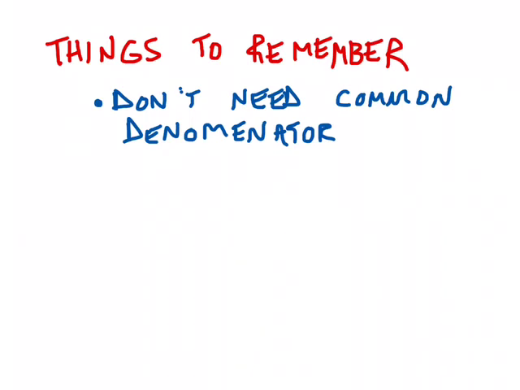So remember, unlike addition and subtraction, where you have to have a common denominator, when we're multiplying and dividing, we don't have to worry about that at all. So in a lot of respects, multiplying and dividing is easier than adding and subtracting mixed numbers.